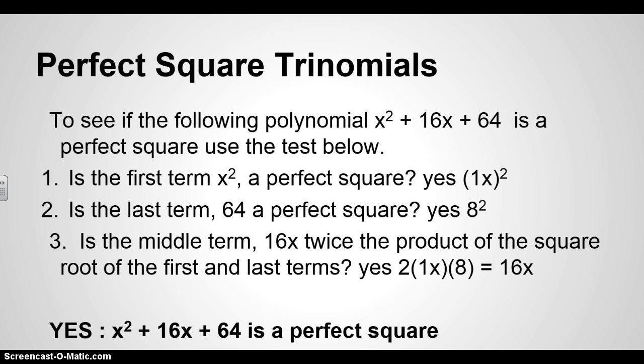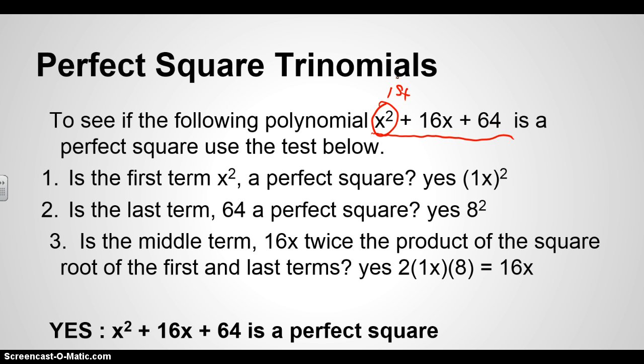When you're looking at a polynomial, in this section we're going to be recognizing if a polynomial is a perfect square trinomial. And we look at this by thinking of 3 steps. I give you the first example here, which is x squared plus 16x plus 64. We're going to look at these 3 steps to determine if x squared plus 16x plus 64 is a perfect square trinomial. So the first step is to look at the first term, and x squared is my first term.